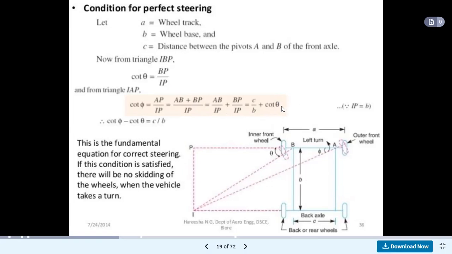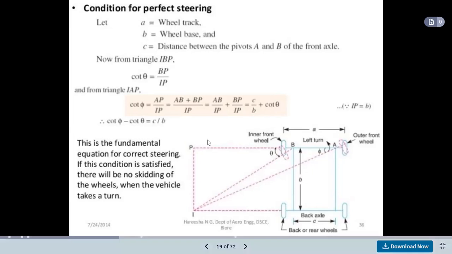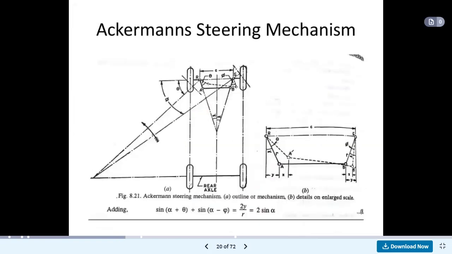So we substitute cot theta in place of BP upon IP. Here we take all the angles on the left side. So cot phi minus cot theta is equal to C upon B. This is the fundamental equation for correct steering. If this condition is satisfied, there will be no skidding of the wheels when the vehicle takes a turn.